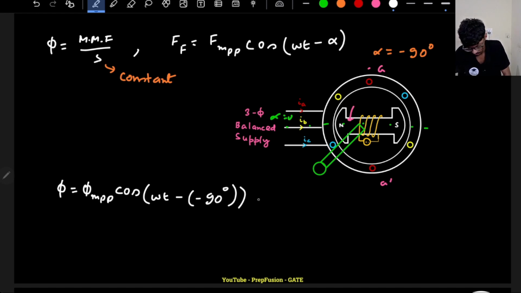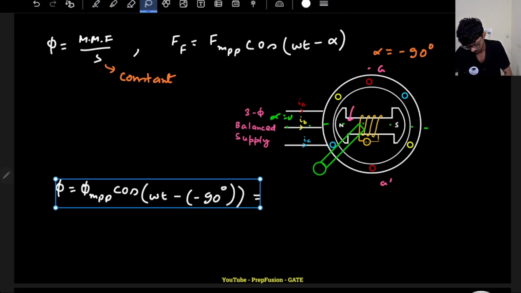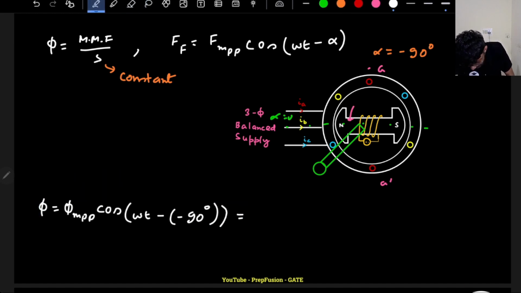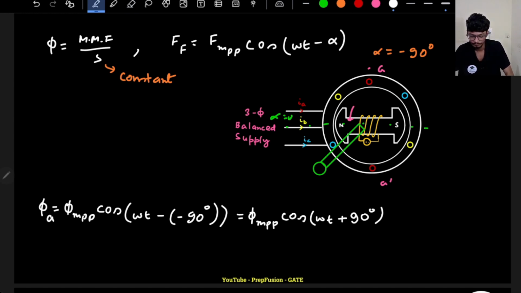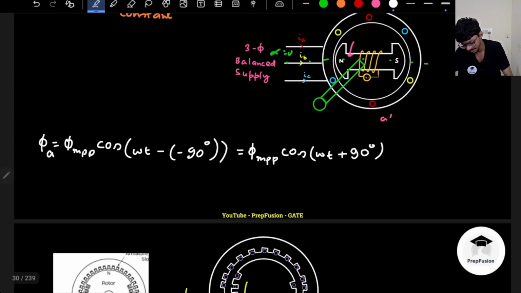So this will be phi m pp cos of omega t plus 90 degrees. Okay, now this is for the conductor A. What is the induced EMF here?